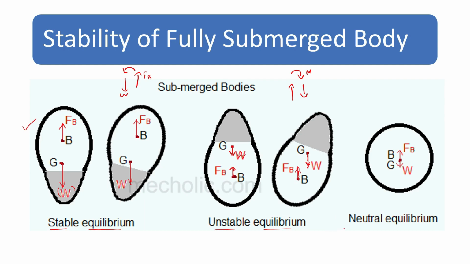Now let us take the case of a neutral equilibrium. In neutral equilibrium, you can see that both the center of gravity and the center of buoyancy are at the same point. That means there is no couple created here, so it is said to be a neutral equilibrium. So we see that for the stability of a fully submerged body, the center of buoyancy should be above the center of gravity. This is the condition for the stability of a fully submerged body.